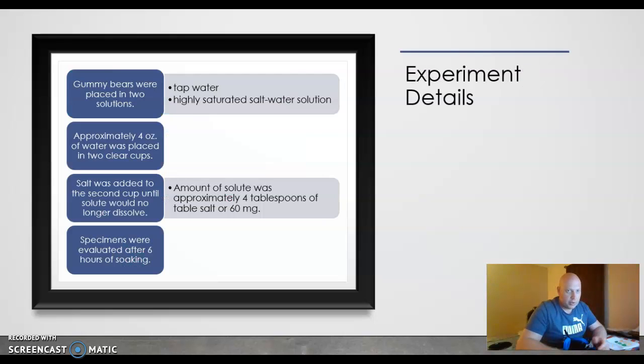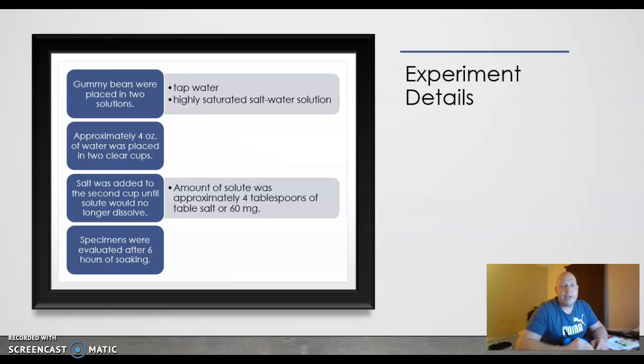All right, so these were the experiment details, going a little further into the instructions. The gummy bears were placed in two different solutions, tap water and a highly saturated saltwater solution. I used about 4 ounces of water placed in 2 clear cups. Then I added salt to the second cup until the solute would no longer dissolve. The amount of solute I used was approximately 4 tablespoons of salt, or about 60 milligrams. I used table salt, Morton's.